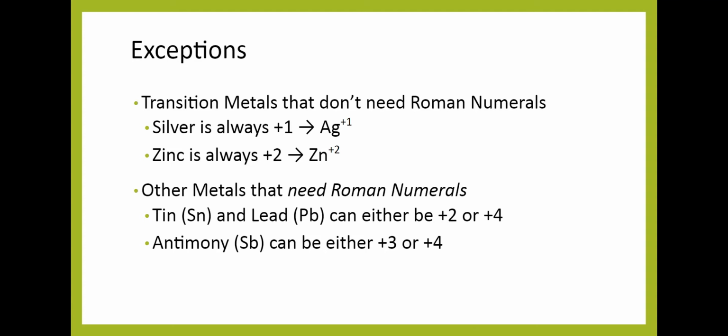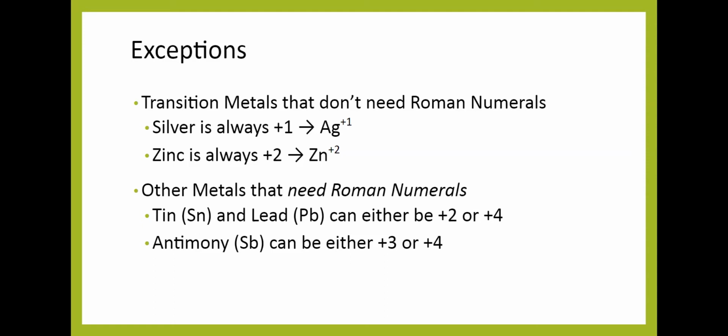Okay, so there are some exceptions to the idea that we're going to use Roman numerals with transition metals. First of all, some transition metals don't need Roman numerals because they always have the same number of valence electrons and the same charge. So the 2 that we're going to have in this case are silver, which is always going to be +1, and zinc, which is always +2. Because it's always the same thing, we don't need Roman numerals. However, I won't take off if you put them on because they are transition metals.